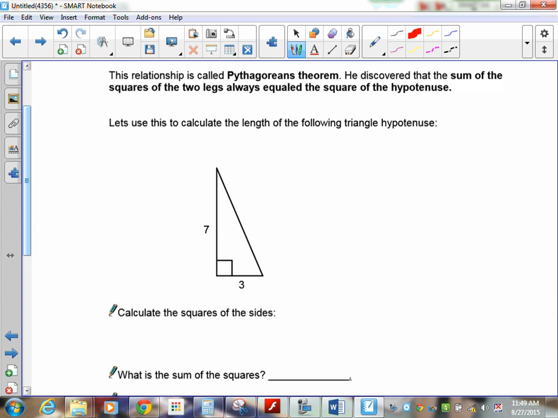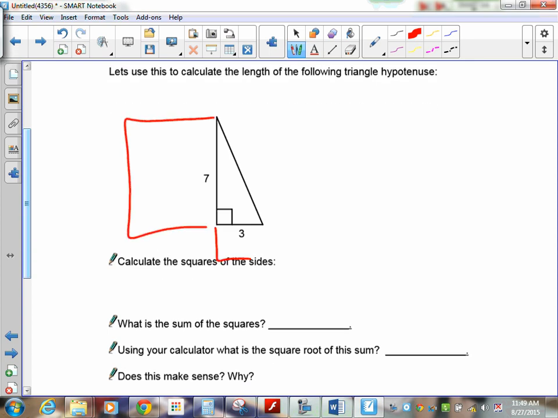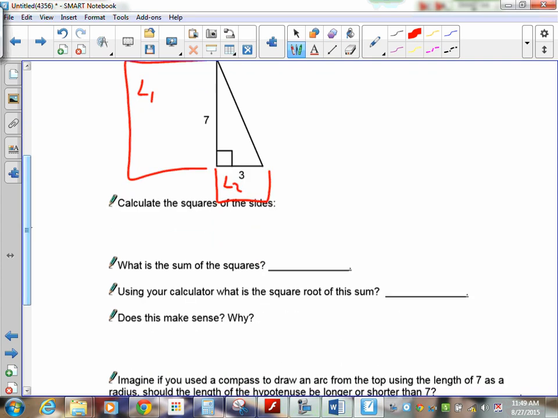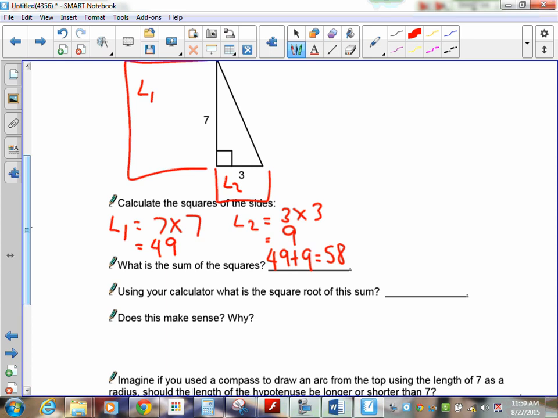So let's take a look at how we can use this to find square roots without having to do a lot of work with grids. The first thing you need to do is to find the squares of these two here. So this is leg 1, this is leg 2, L1, L2. So L1, leg 1, is equal to 7 times 7, which is equal to 49. Okay? L2, the second leg, is 3 times 3, so this is 9. So what is the sum of these two? Well, 49 plus 9 equals 58. Using your calculator, what is the square root of 58? Well, the square root of 58, taken to a couple of decimal places, is 7.62.